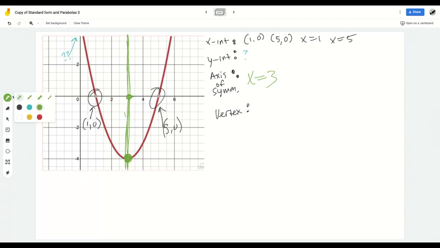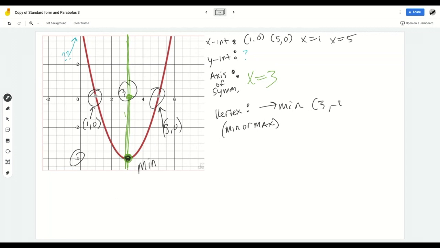And the vertex. Well, the vertex is going to be right there. It's always going to be the min or max. So here we have a minimum, and the coordinate is going to be 3, because that's a 3 here, and then -4. That's all you have to do.